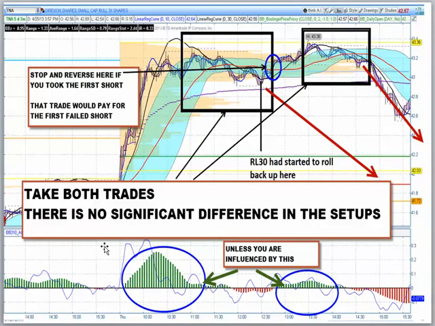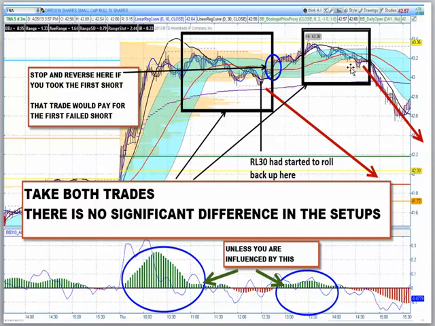So the question in the chat room was, well, what's the difference between taking this first short that we took a look at, which I suggested is a perfectly reasonable short, provided you then cover and stop and reverse and go long in order to get with the primary trend up, because that trade from the blue circle up into here is going to pay for that failed short. So the differences between those two are not really significant. In fact, you should take both trades. No significant difference between the setups.